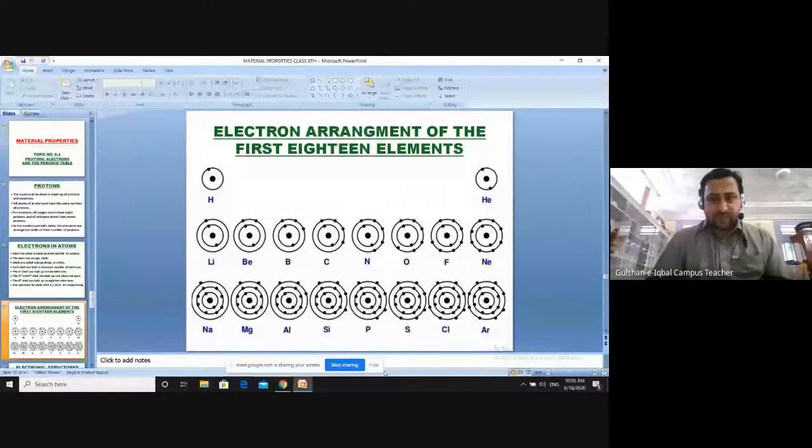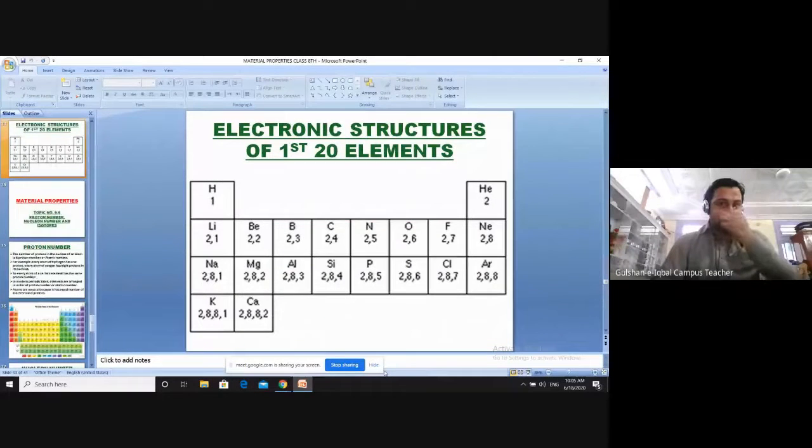Now I'm giving you another work. I will post that on the group as well. So you have to make the structure from 11 to 20 as well. Okay, from electron 11 to electron 20 you have to make the structures as well.